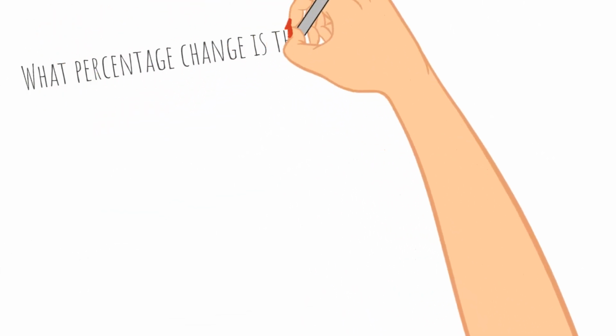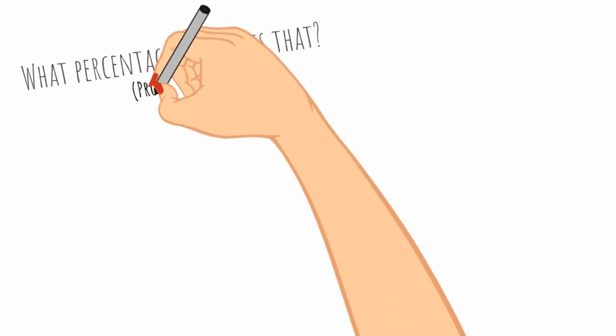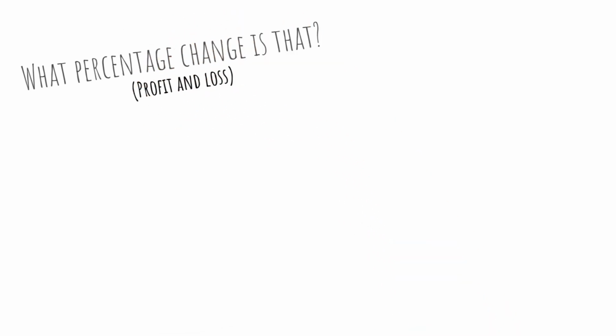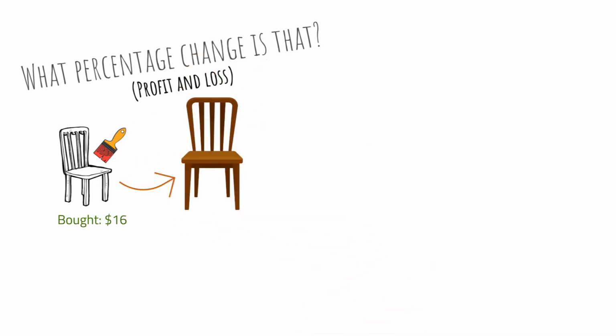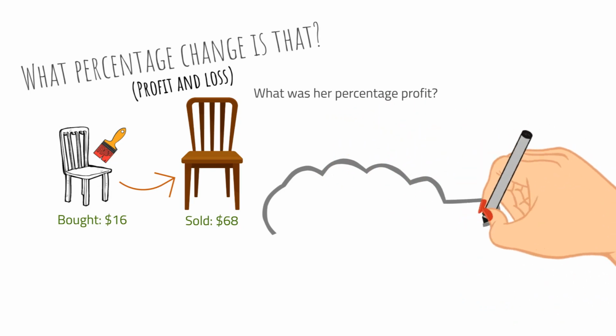If I understand that, I can do something really similar to find percentage change. This is most commonly used to find profit and loss. I have a friend who recently took up the hobby of buying old furniture, sanding it down, slapping on some fresh paint, and then selling it at a higher price. She bought an old chair for $16, did her thing, and then sold it for $68. What was her percentage profit?